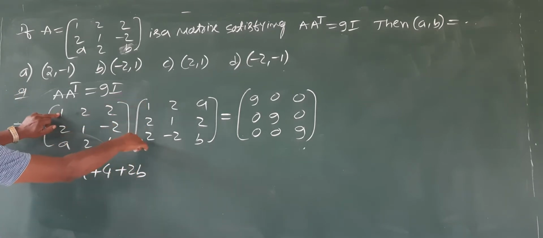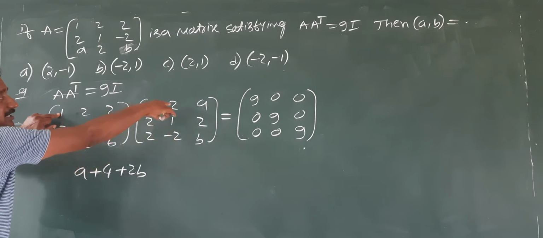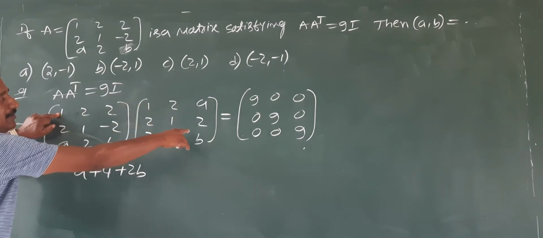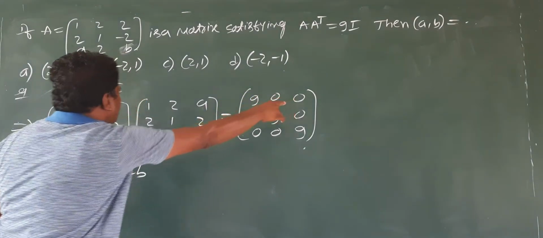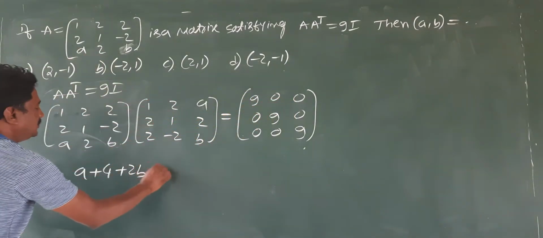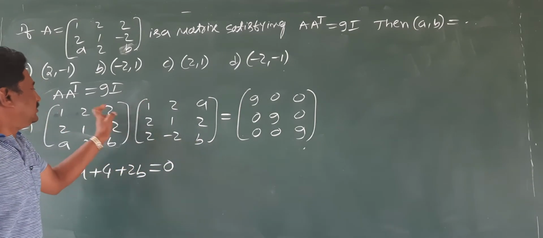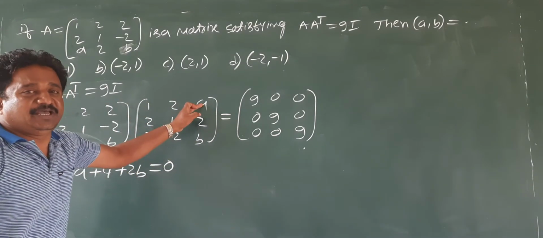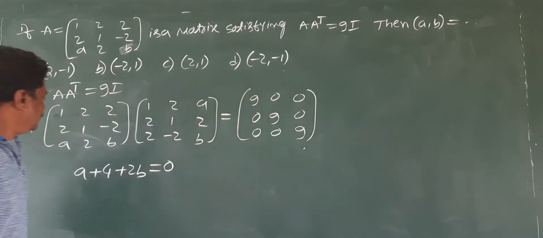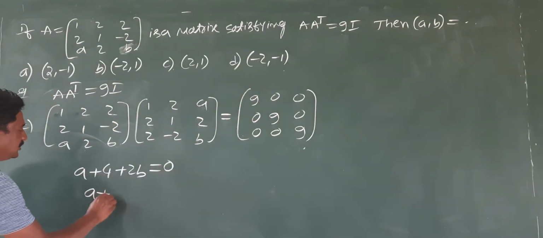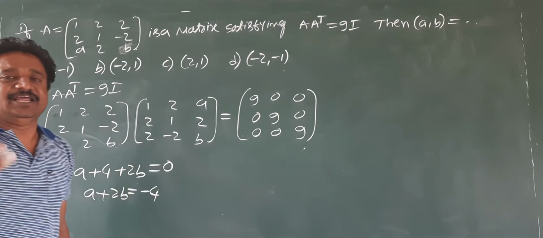First row, first column should be the first element, first row, second column the second element, first row, third column the third element. This third element should be equal to 0. So at first row, third column the element is equal to 0. So a plus 2b is equal to minus 4. We got a linear equation.